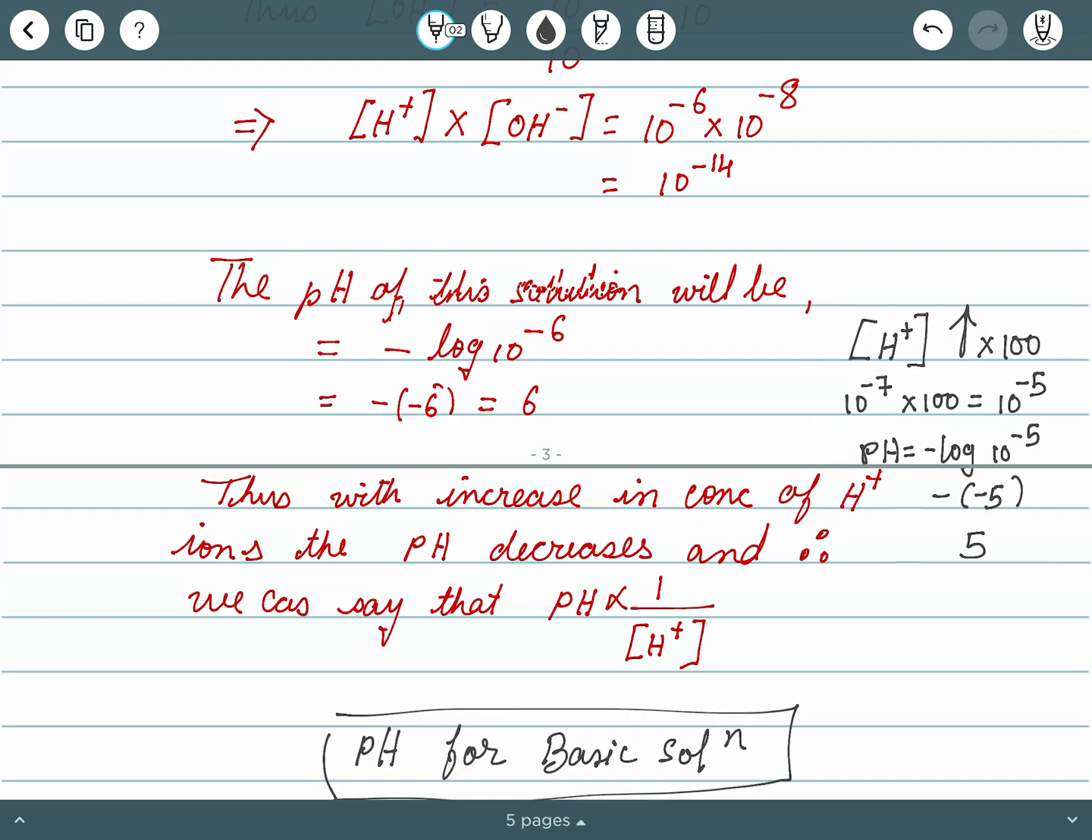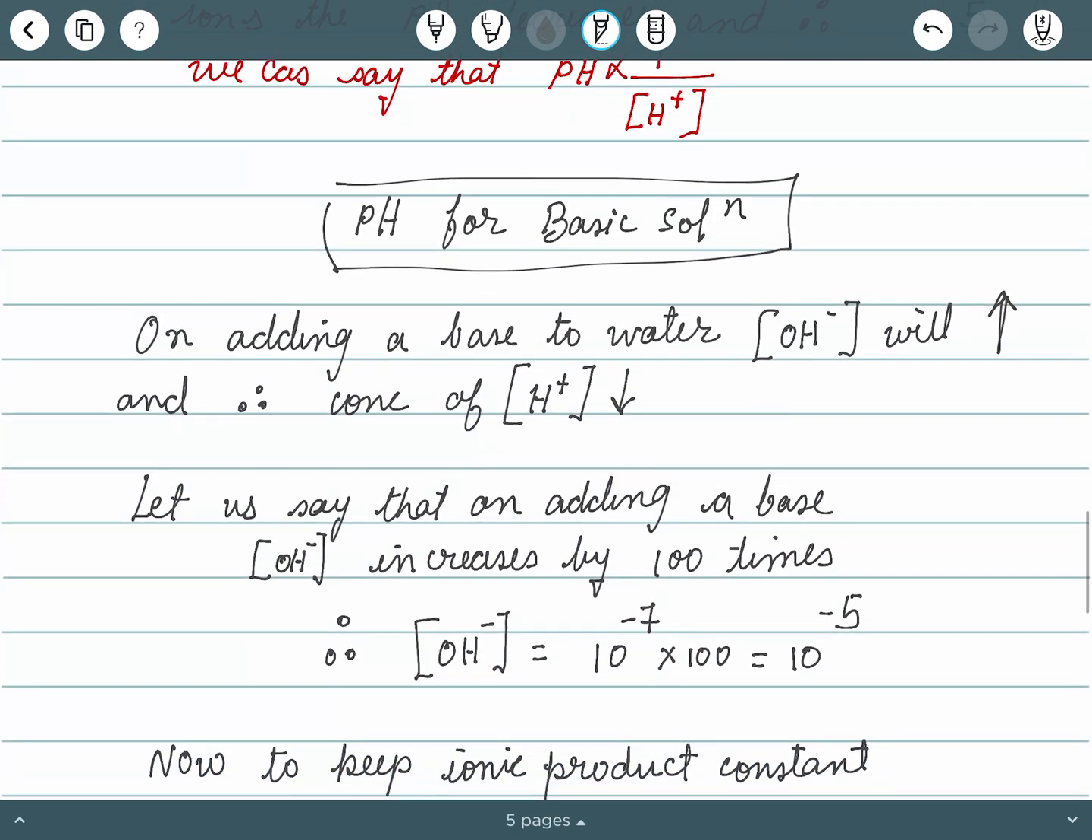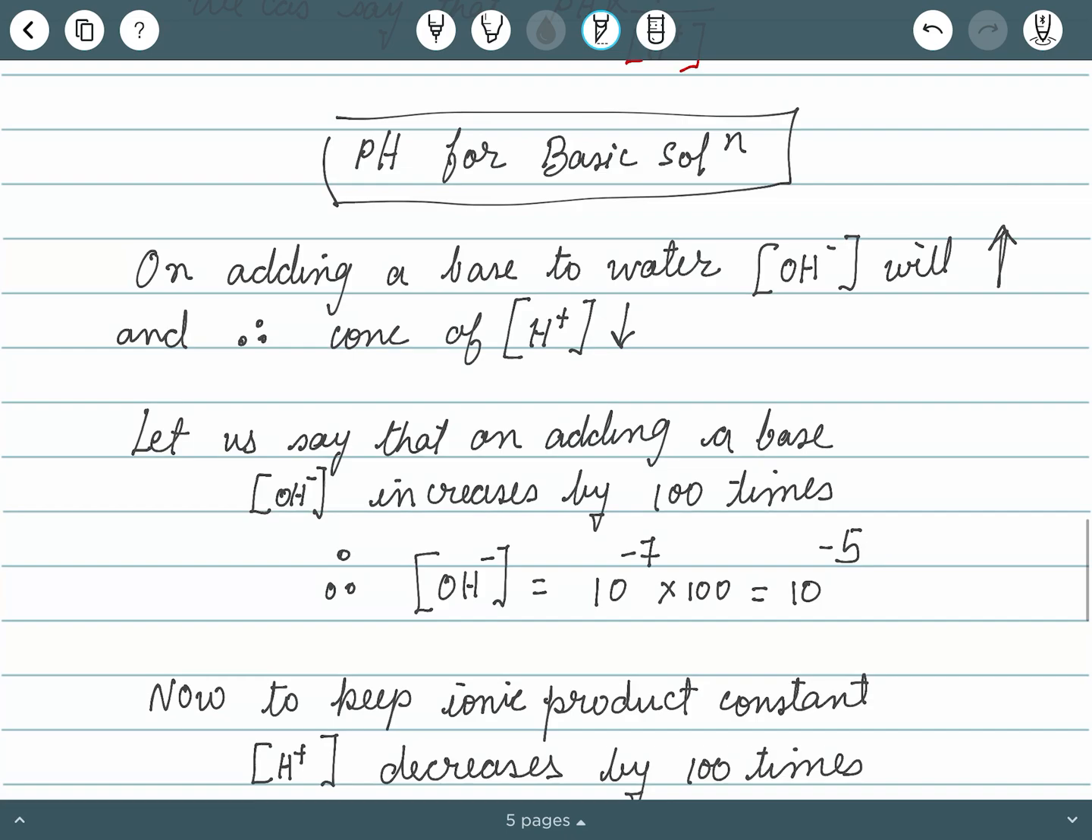So as I increase the concentration of H plus further, the pH decreases. Therefore, always remember that a decreasing pH is showing you an increasing concentration of H plus ions, and thus an increase in the acidic nature of the solution. You all must have very easily by now guessed what about the pH for a basic solution.